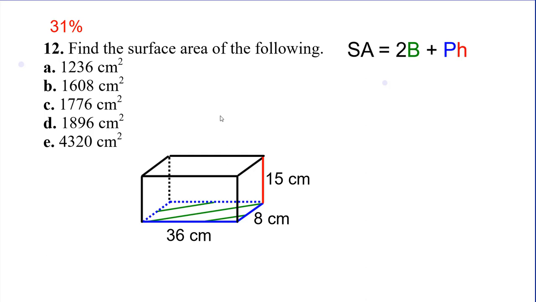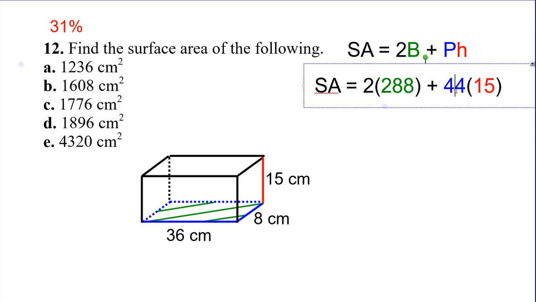Find the surface area for the following. Ready? So we got 2 bases, perimeter times height again. So our 2 bases are 36 times 8. I'm just going to reveal the answer. So 288, there's 2 of those. And then the perimeter is going to be 44. Oh, that's not right. That's actually 44 times 2, which would be 88.